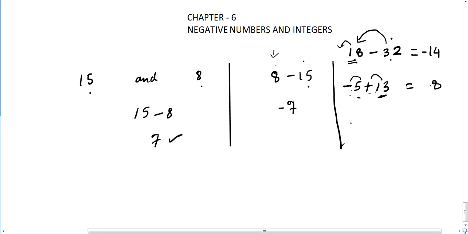Then if you are having minus 10 and minus 12, now in this example you are having both negative numbers, minus 10 and minus 12. So if you are having two negative numbers, you are supposed to add. So 10 and 12 will be 22, but negative and negative, that means you have to write negative here. So if you are having a negative sign and a positive sign, you have to subtract, but the final answer will depend on the greatest number.